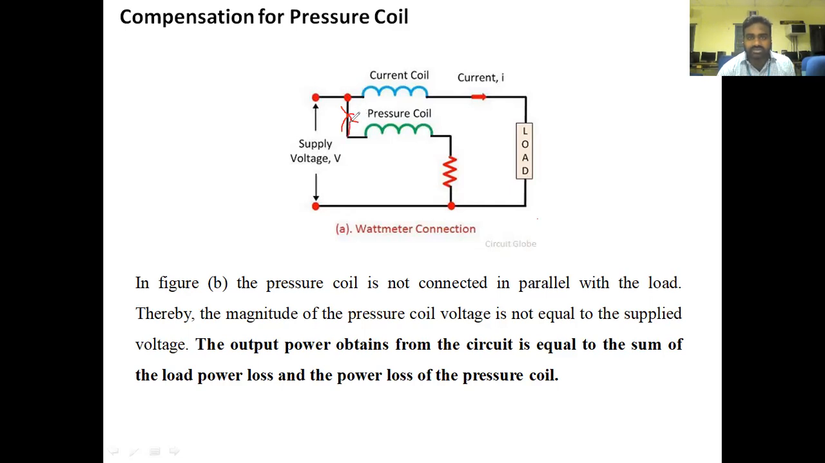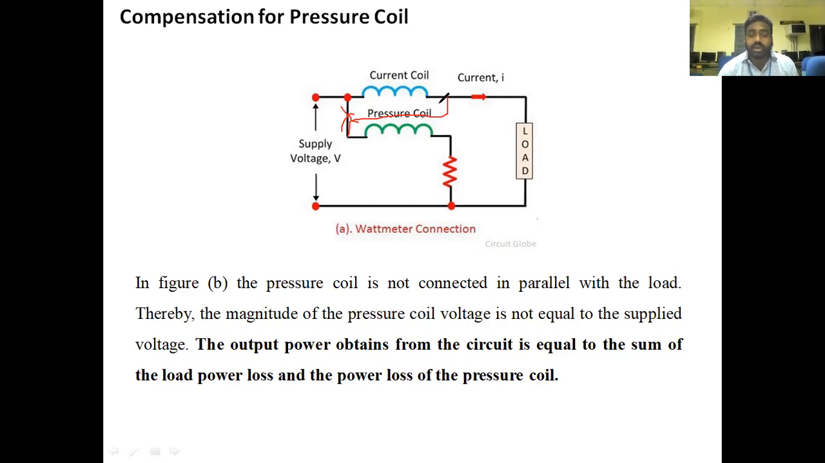If we connect this pressure coil next to the current coil, the pressure coil is not connected with respect to the load. The pressure coil is connected next to the supply volt. The pressure coil is connected next to the current coil. Okay, what will happen at this instant if we connect the pressure coil next to this particular current coil?